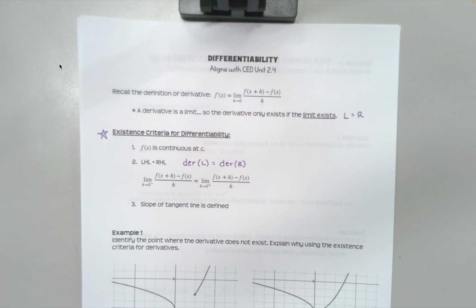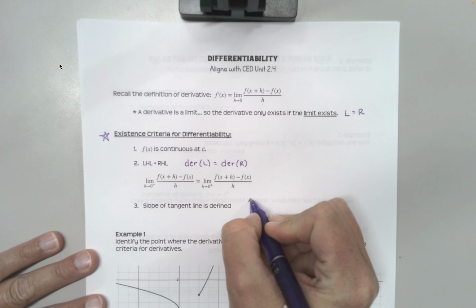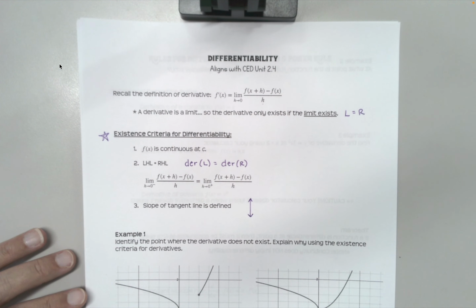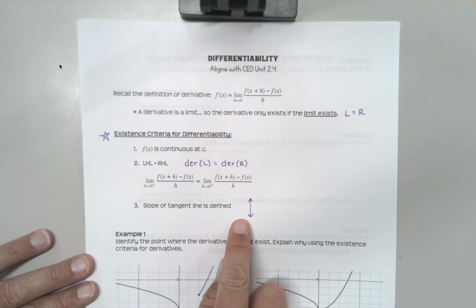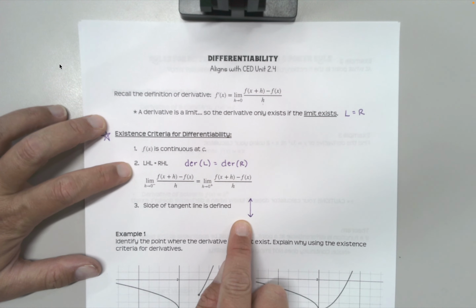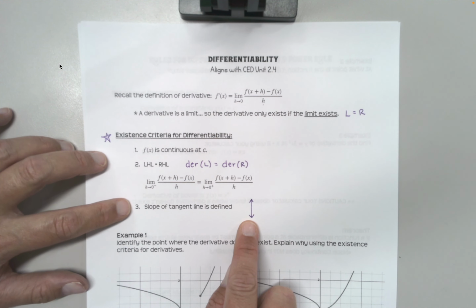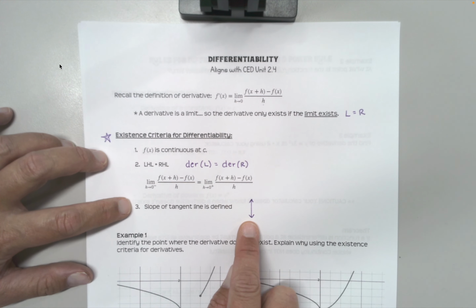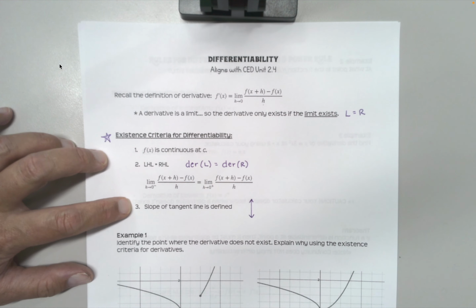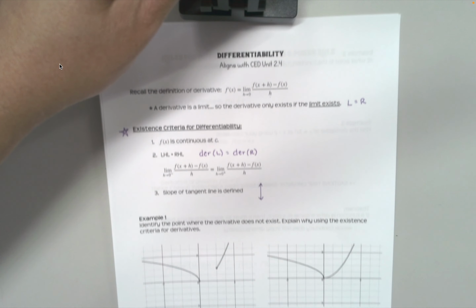Also, since we're dealing with slopes, sometimes slopes just don't exist. When you have vertical lines, those slopes are undefined. So if you end up with a tangent line that is vertical, even if your function is continuous, nice and smooth, and working like it's supposed to, then there's no derivative because there's no slope. So now let's look at what all three of those things look like in these examples down here.